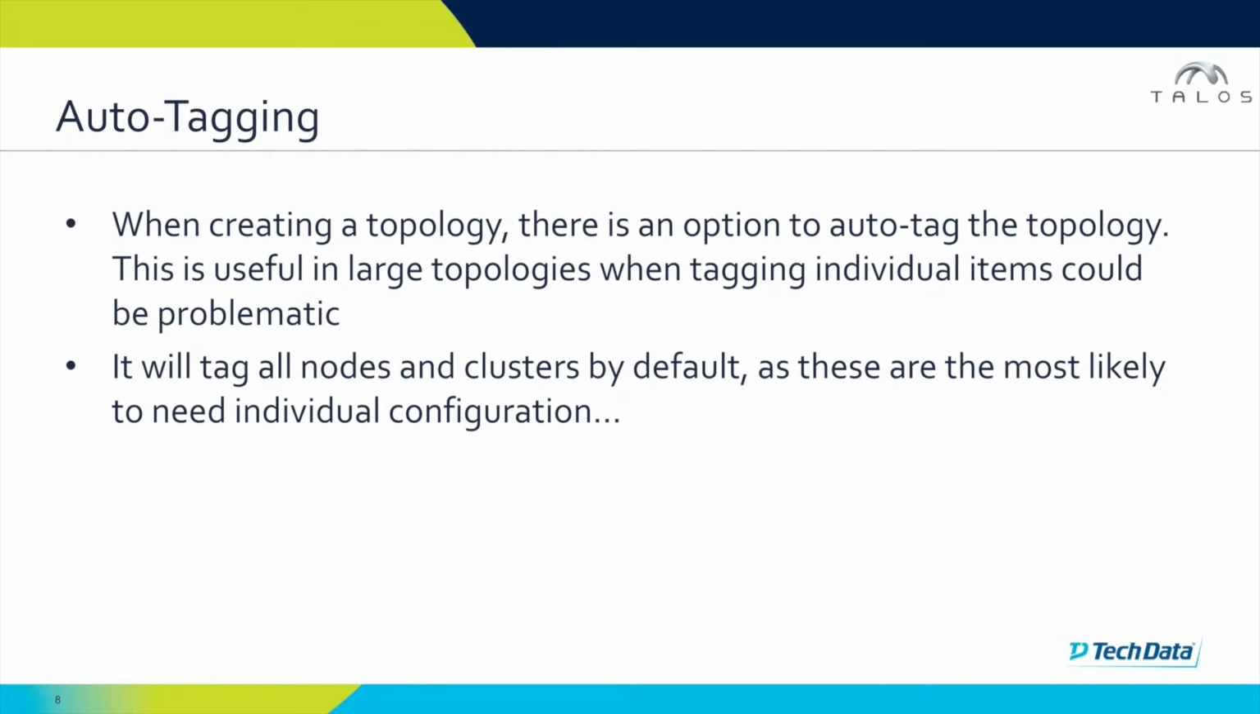When you're creating a topology, there's a button right there in the topology editor to auto tag the topology. This is quite useful in large topologies where tagging individual items could take a long time and could be problematic. By default, it will tag all nodes and all clusters, because they're most likely to need that level of individual configuration.